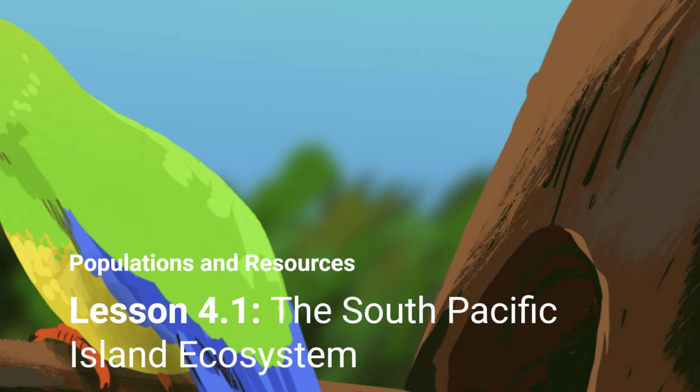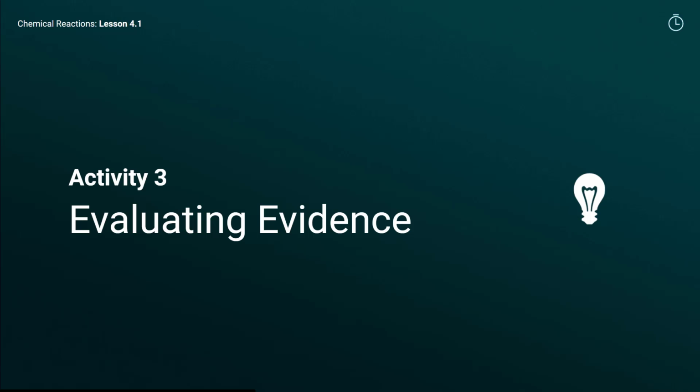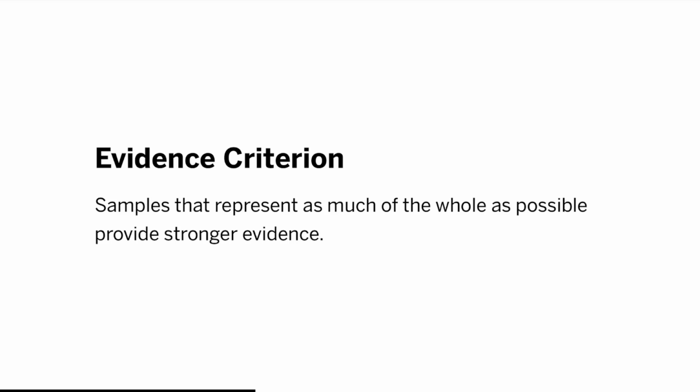Populations and Resources Unit, Lesson 4.1, the South Pacific Island Ecosystem. Activity 3, Evaluating Evidence. Evidence criterion: samples that represent as much of the whole as possible provide stronger evidence.